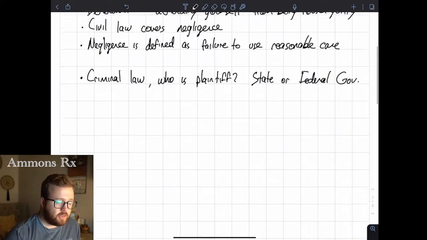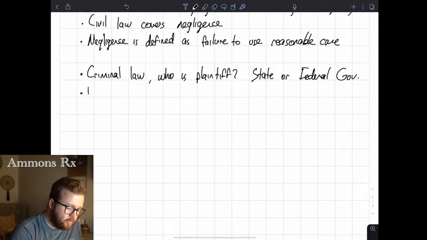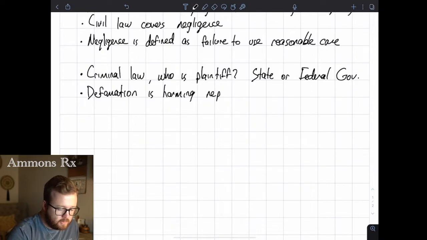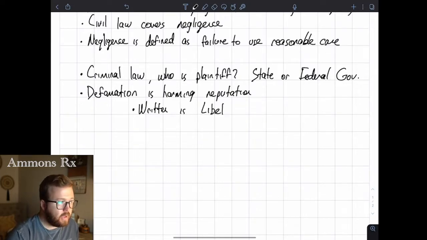Which of the following is written defamation? So remember, defamation is going against someone, harming their reputation. Written is referred to as libel.